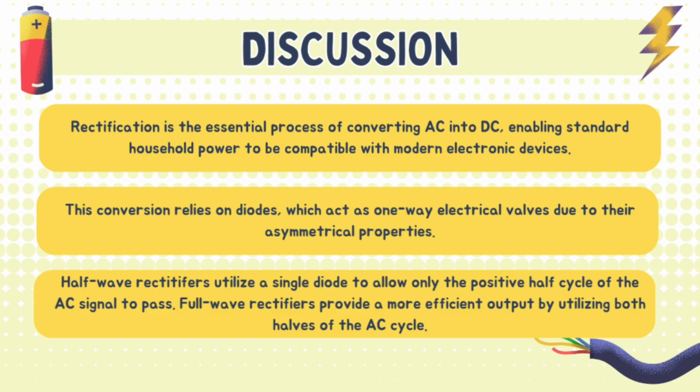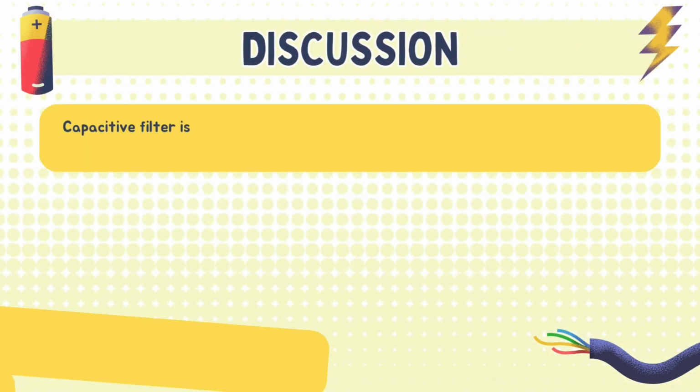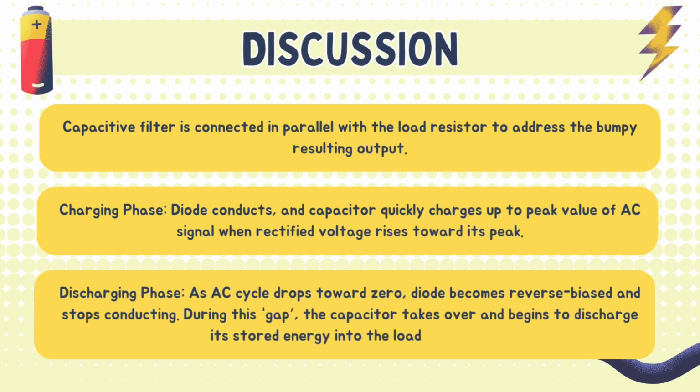While the rectifiers successfully convert AC to pulsating DC, the resulting output is often too bumpy for sensitive electronic components. To address this, a capacitive filter is connected in parallel with a load resistor. A capacitor acts as a temporary energy storage device. Its operations can be divided into two distinct phases, charging phase and discharging phase.